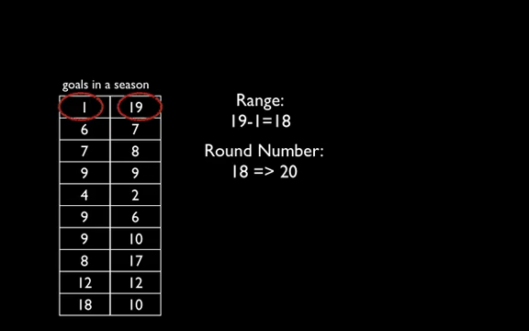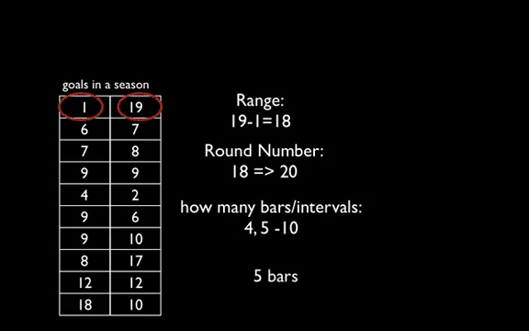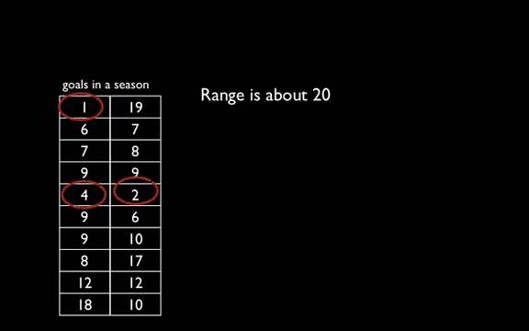We have to figure out how many bars we actually want in our final graph. Sometimes I've seen 4, sometimes 5, sometimes 10. So it's something that you have to decide yourself. In this case, I will say that we'll do 5 bars. So how do we figure out what the interval is going to be for the different bars on our graph? Our range is about 20, and we want about 5 bars or 5 intervals.